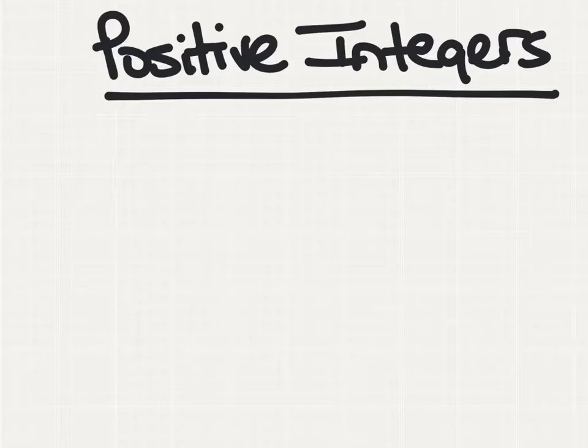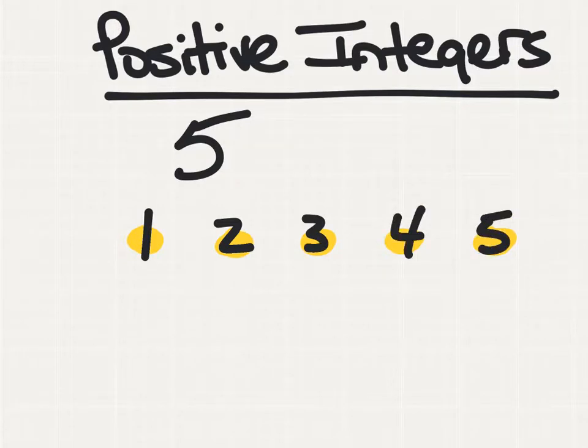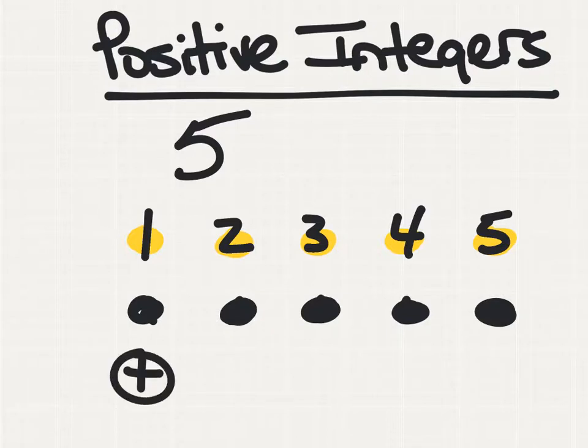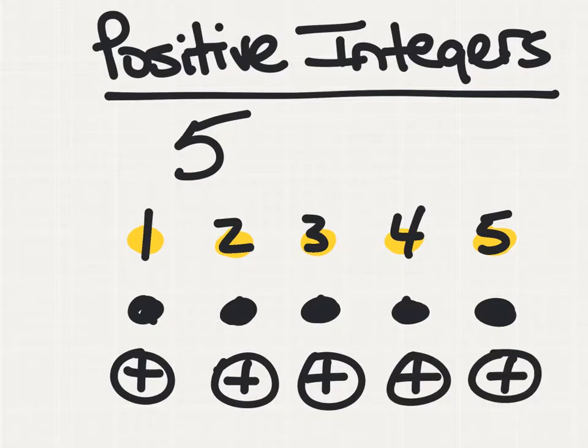When representing positive integers, say for example the number 5, you might see or draw for yourself 5 yellow counters, where each counter represented positive 1. So that 5 counters represented positive 5. But you could also see 5 black counters or 5 positive symbols inside of a circle, and these would represent exactly the same thing. Positive 1 for each counter, in this case positive 5 for all 5 counters.